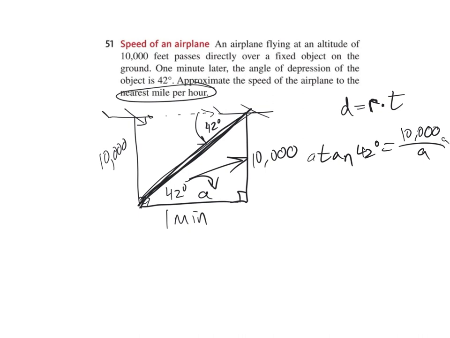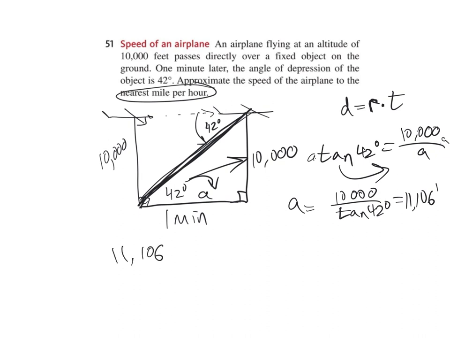All right, multiply by A on both sides and then divide by the 42. So A equals 10,000 divided by the tangent of 42 degrees. All right, so use your calculator, 10,000 divided by the tangent of 42 degrees. That is 11,106. All right, so this is feet. So 11,106 feet, that's how far it's gone. Now, how fast is that? So again, let's use our change rates here. So 11,106 over, this is feet, in 1 minute. That's how far it's gone.